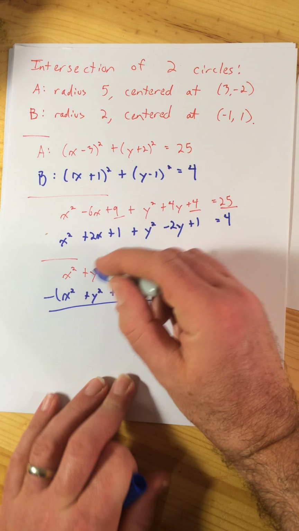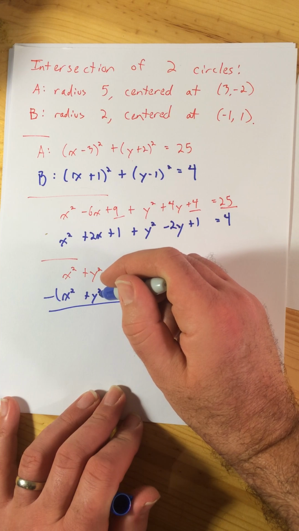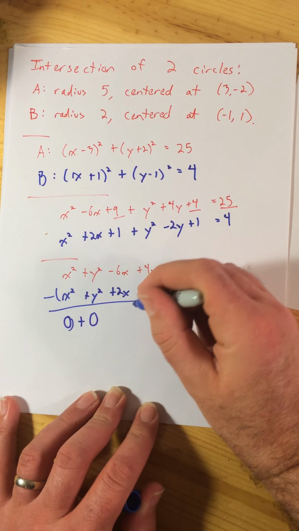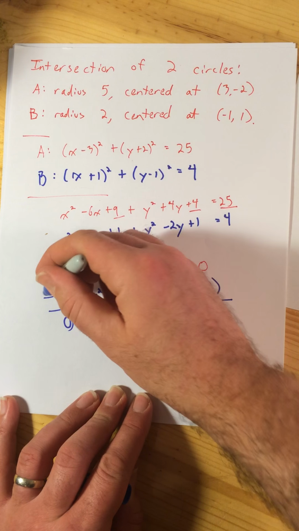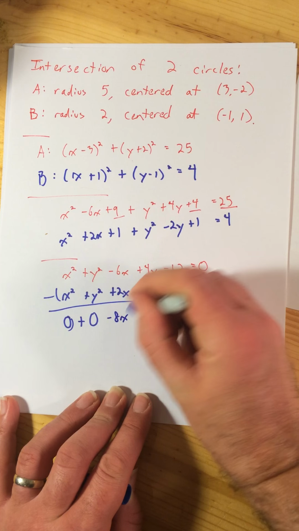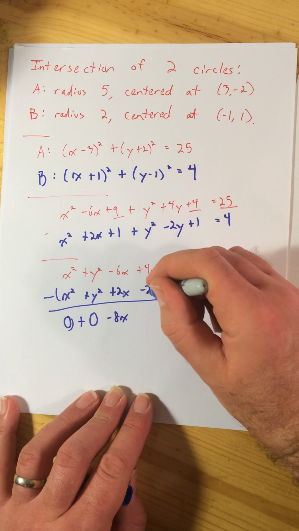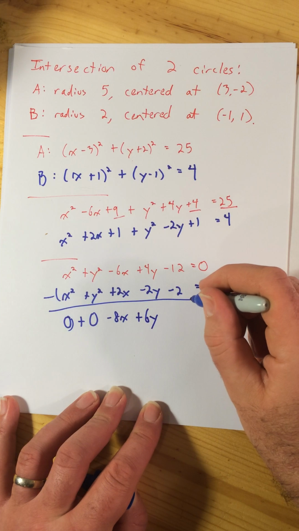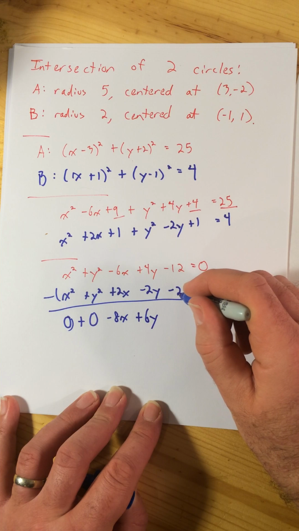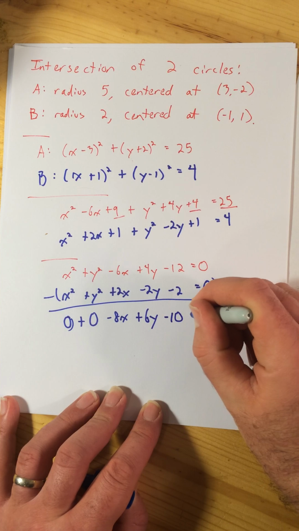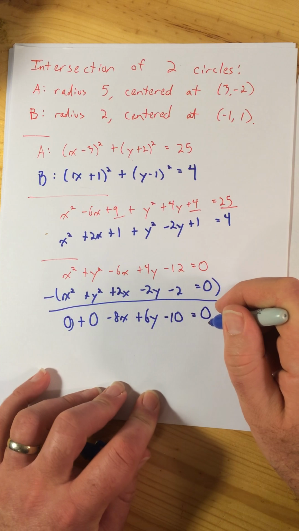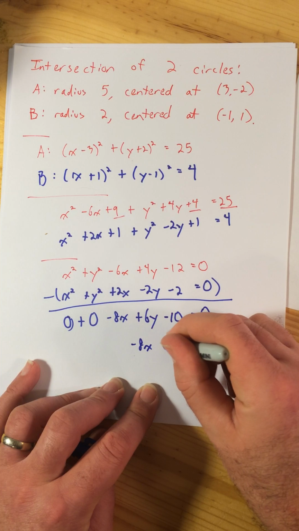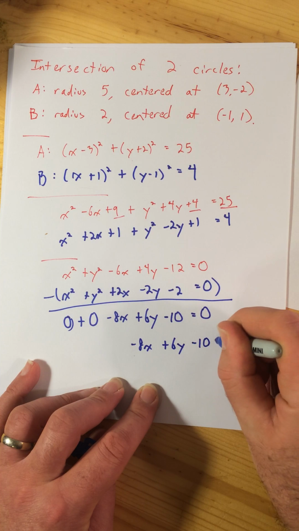If I do that, you notice all your square terms cancel out. This is a key to this problem. So these terms will cancel out. What about your x terms? I've got -6 minus 2, which is -8x. I've got 4 minus -2 as a coefficient of y, so that will be +6y. I've got -12 plus 2, which will be -10, equal to 0. So what I'm left with is an equation that looks like -8x + 6y - 10 = 0.